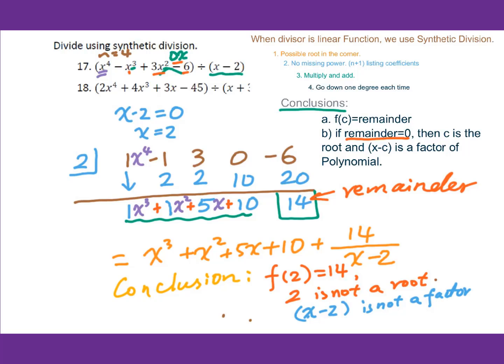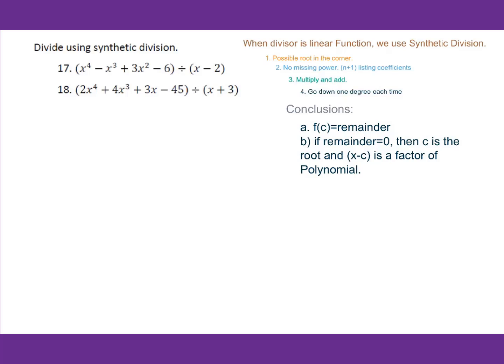This concept is always tested on the SAT. Therefore, sometimes synthetic division is used to decide whether a linear function is a factor of the polynomial or a number is a root of a polynomial. Now let's go to number 18. Still, we got to use these steps.